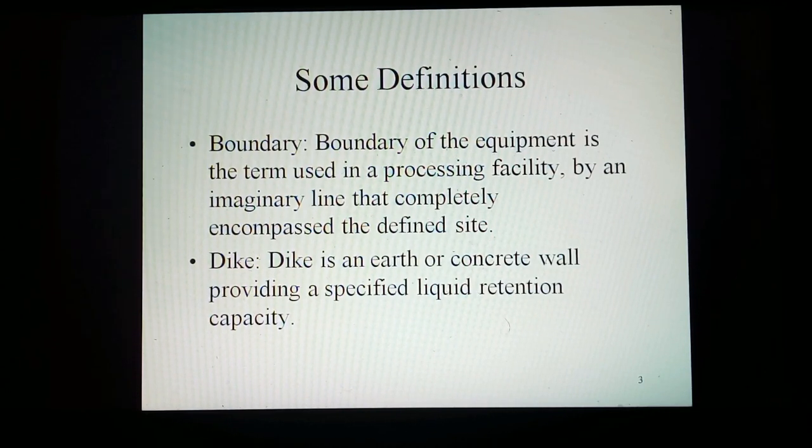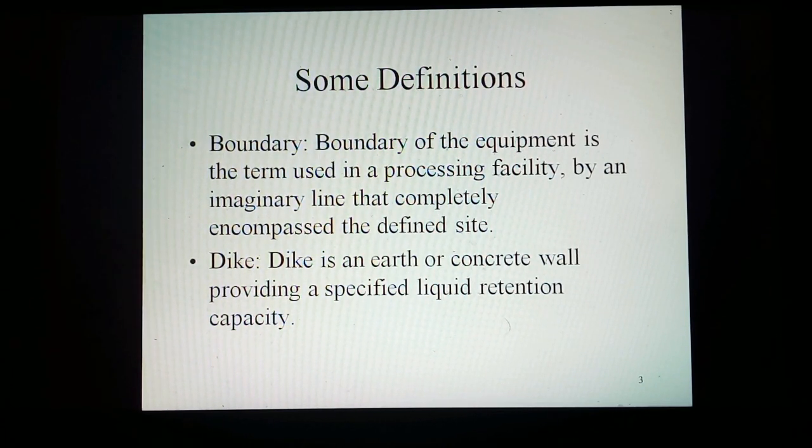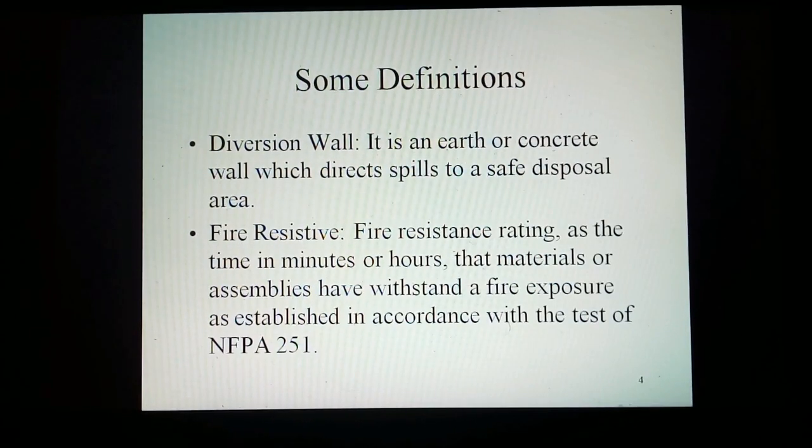Boundary of the equipment is the term used in a processing facility for an imaginary line that completely encompasses the defined site. Dike is an earth or concrete wall providing a specified liquid retention capacity. Division wall is an earth or concrete wall which directs spills to a safe disposal area.